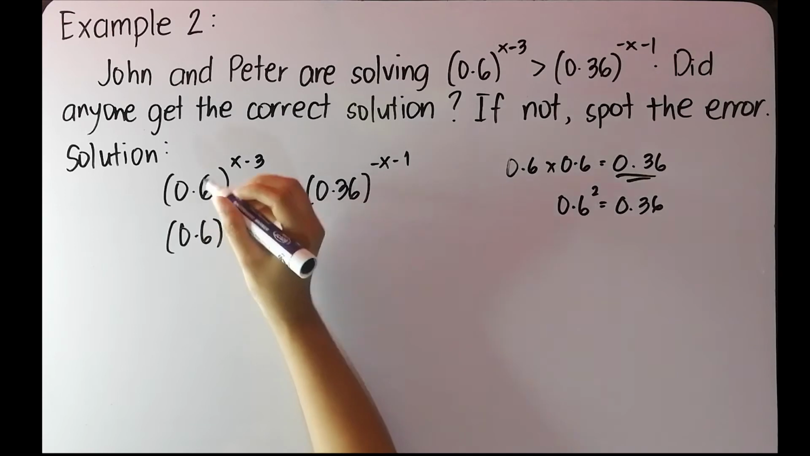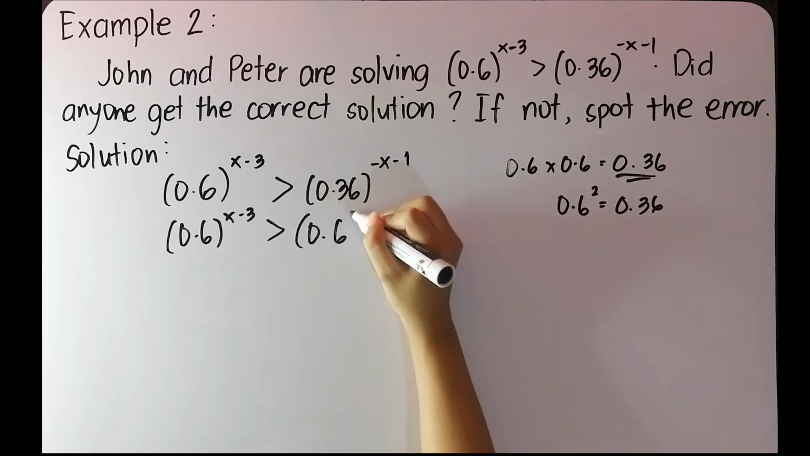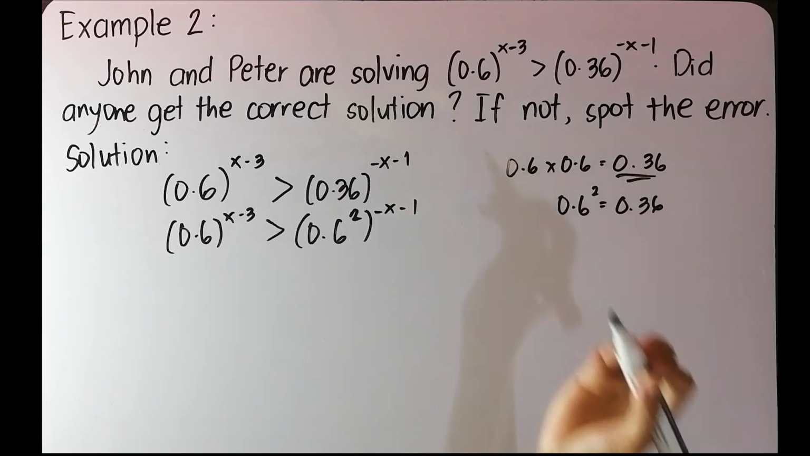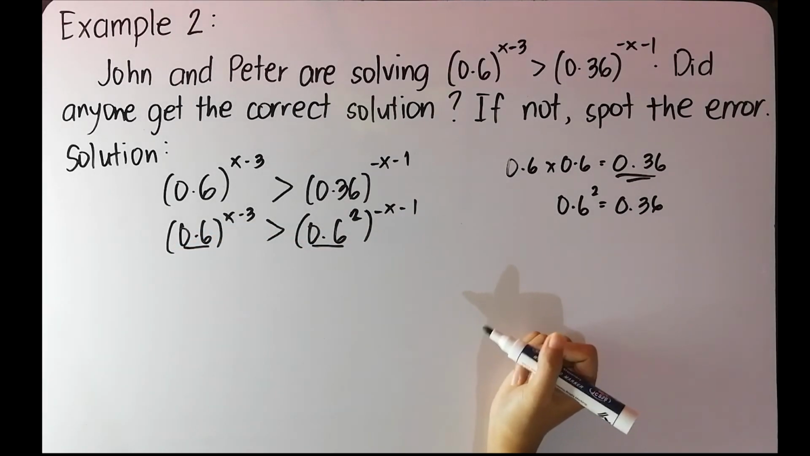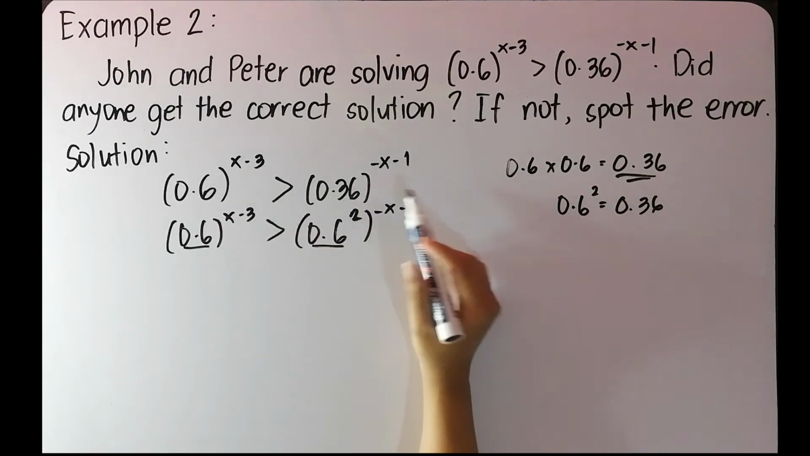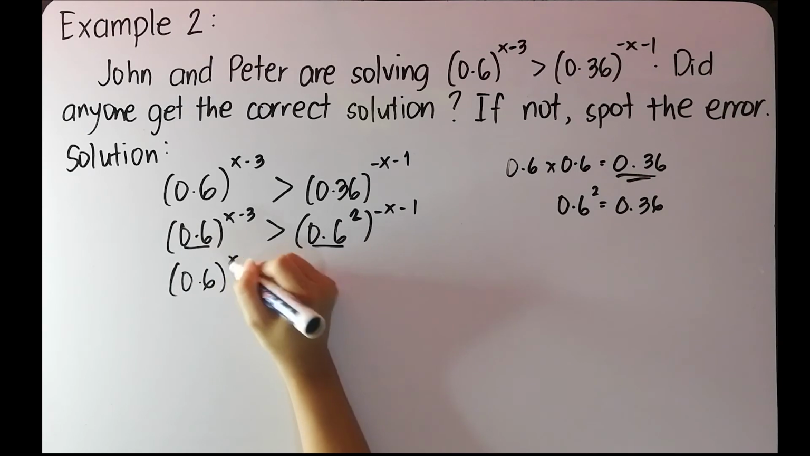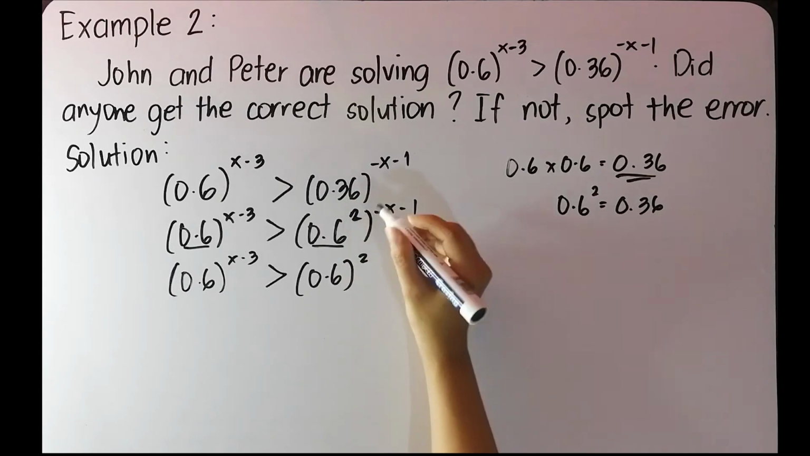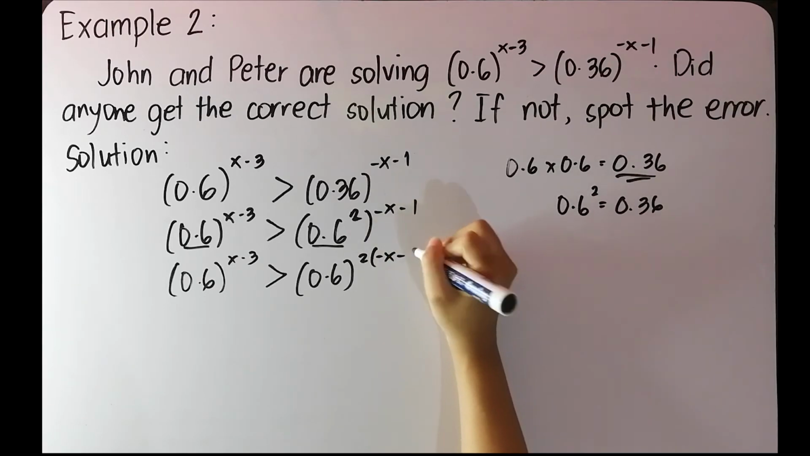So we have 0.6^(x-3) greater than (0.6^2)^(-x-1). We now have the same base, which is 0.6. Let's simplify the exponents. We have 0.6^(x-3) greater than 0.6 raised to 2 times (-x-1), since this 2 can be written outside the parentheses: 2 multiplied by (-x-1).